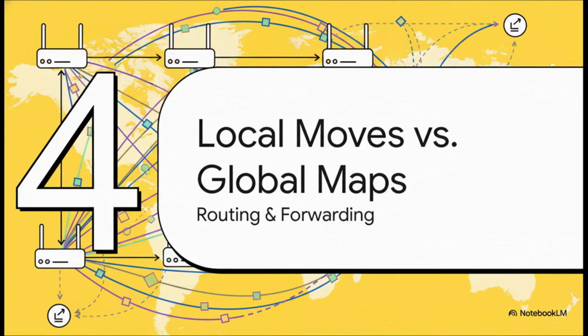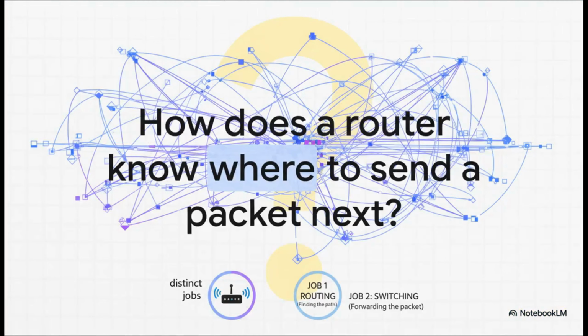So, our packets dealing with these transmission delays and potential traffic jams, it sounds like chaos. So, with all of this going on, how does the network manage to make smart decisions and actually guide our packet to where it needs to go? I mean, think about it. With literally millions of possible paths, how on earth does a single router know where to send our packet next?